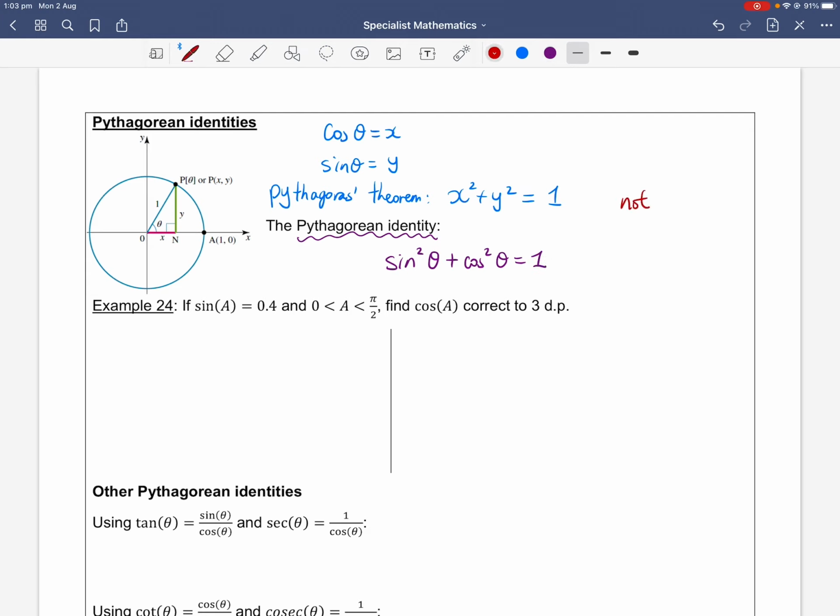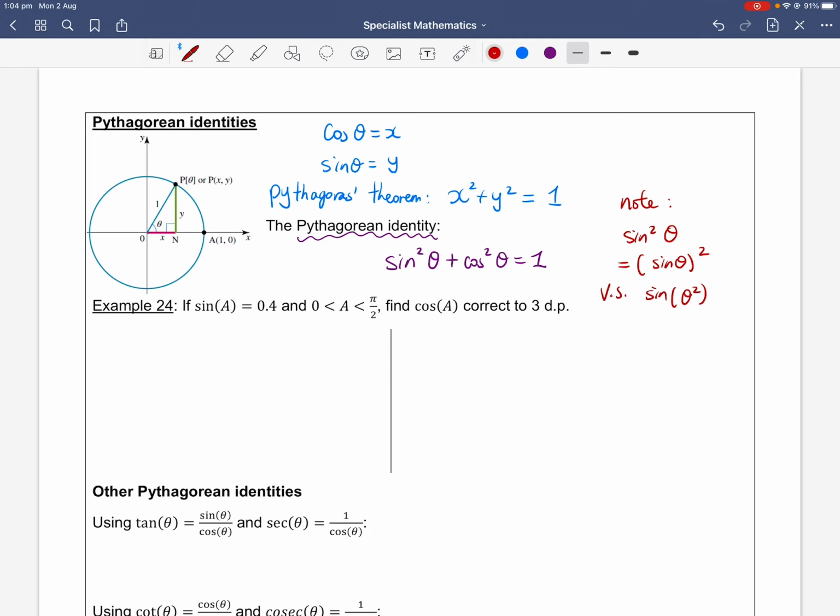Now note that for notation, sine squared theta implies you square sine of theta. And that's in contrast to sine of theta squared. So sine squared theta means we sine theta first and then we square that result.